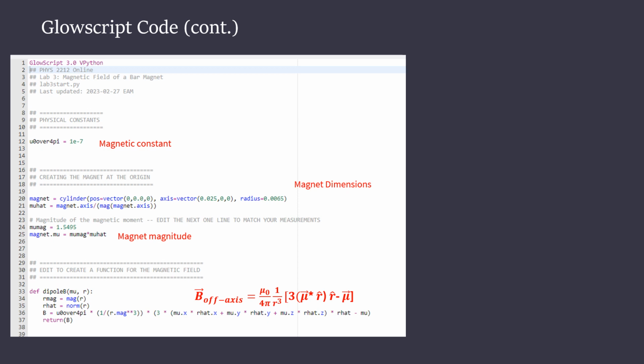Here's the first part of the code that accounts for the magnetic constant, the magnetic dimensions, and calls for the magnetic magnitude. Take note of the general equation for the B field off-axis shown below, which the code goes through line by line and calculates.